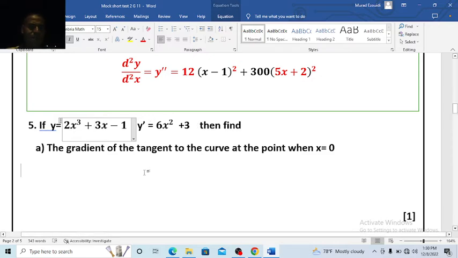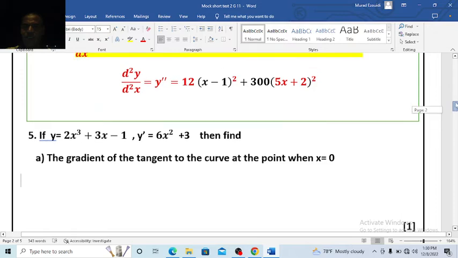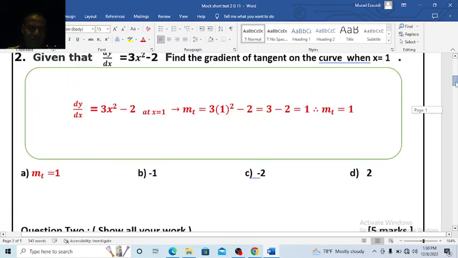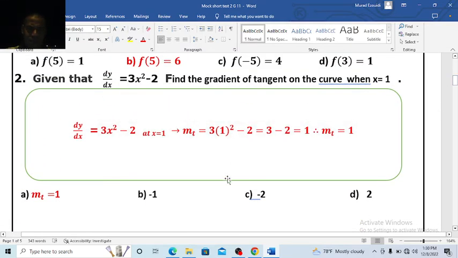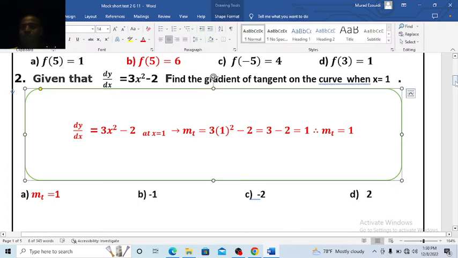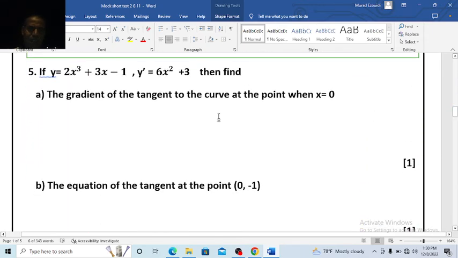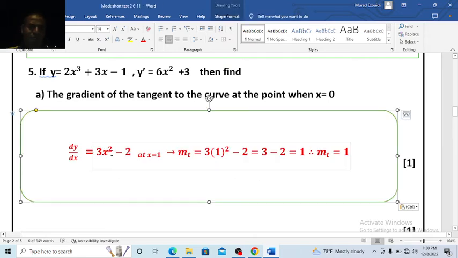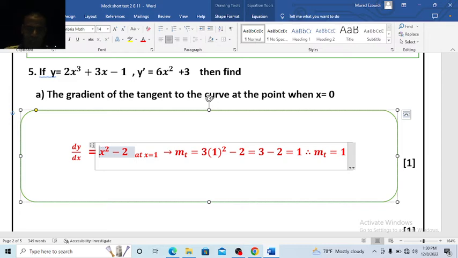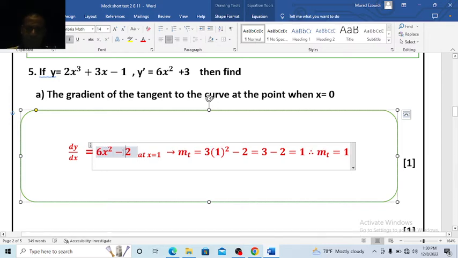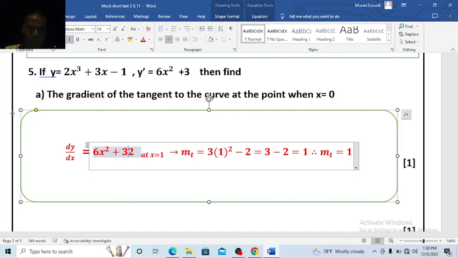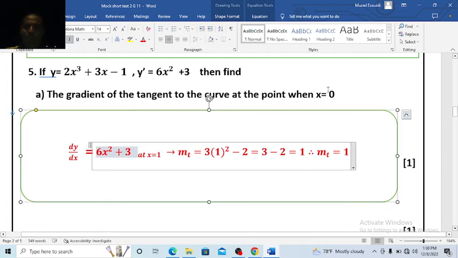Find the gradient. The gradient here, my learners, is what? mt is, I will use what we used before. Okay, I will use this one. Sorry, copy. I will use this because I already wrote mt. So the gradient at x equals 0, I will write, is 6x squared, because the first derivative of the function is 6x squared plus 3. Okay, at x equal what? At x equals 0.